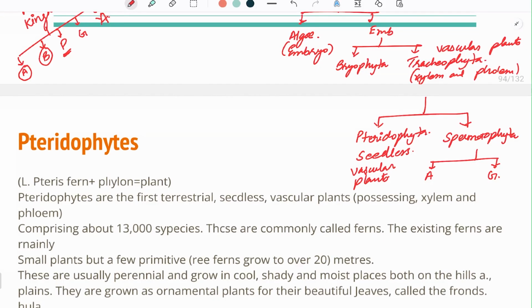If we say vascular spermatophyta in which the seeds are uncovered, naked seeded plant, then it is gymnosperm. And if we say that seeds are covered with fruit, then it is surely angiosperms, which is the most dominant plant in our whole ecosystem.